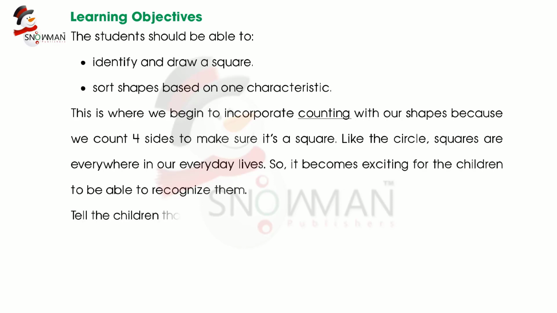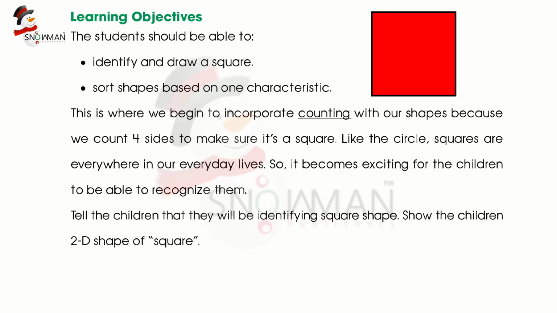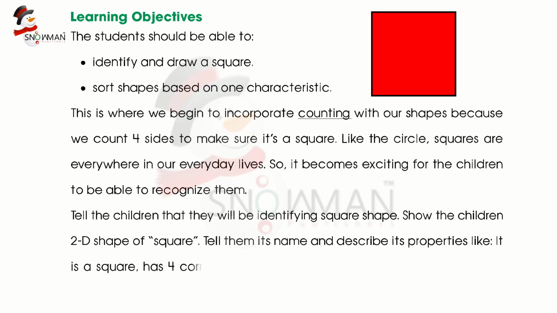Tell the children that they will be identifying square shapes. Show the children the 2D shape of a square. Tell them its name and describe its properties: it is a square. It has 4 corners, 4 sides, all are equal, and 2 faces.